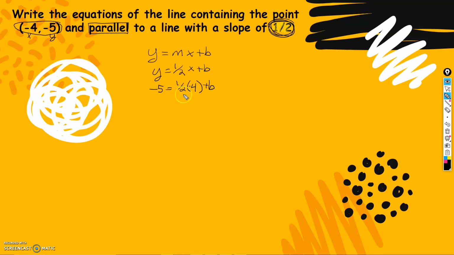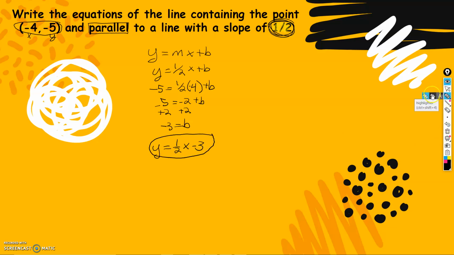And now we're going to solve for our y-intercept. So -5 equals -2 plus b. And we add 2 on both sides. So it looks like -3 is going to be our b. Okay, so we figured out our m. Our m was 1/2. Now our b is -3. So the equation of our line is y equals 1/2 x minus 3.